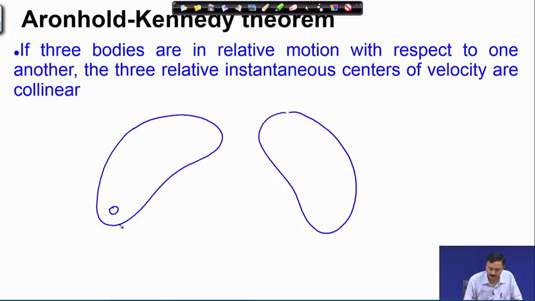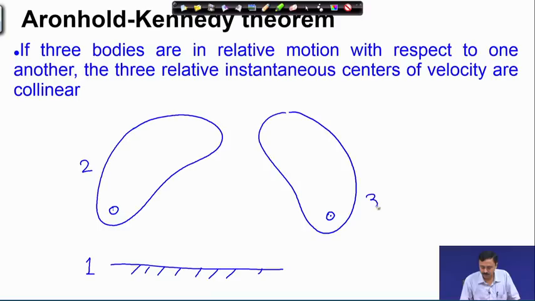that suppose this is the instantaneous center of rotation of, let me call it body 2. So, this point is the relative instantaneous center of body 2 with the ground, which I call body 1. And let me assume that this is the relative instantaneous center of body 3 with respect to the ground. In other words, these two points are hinged to the ground at this instant of time.